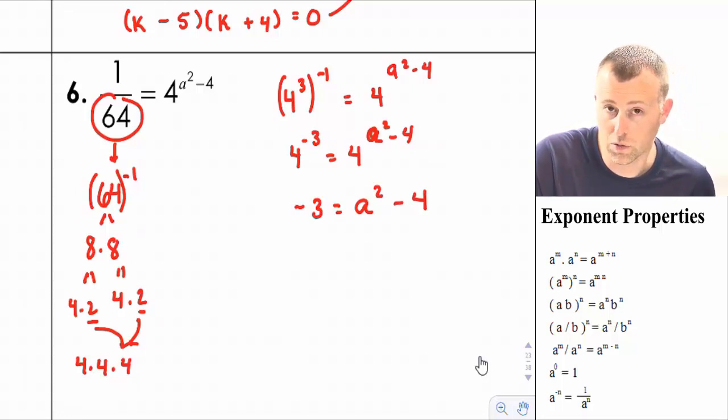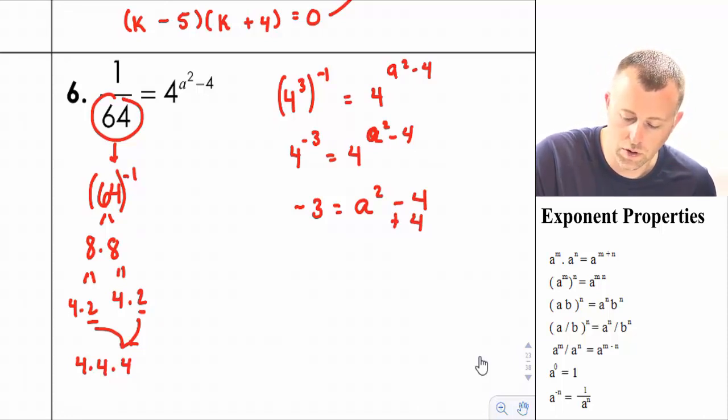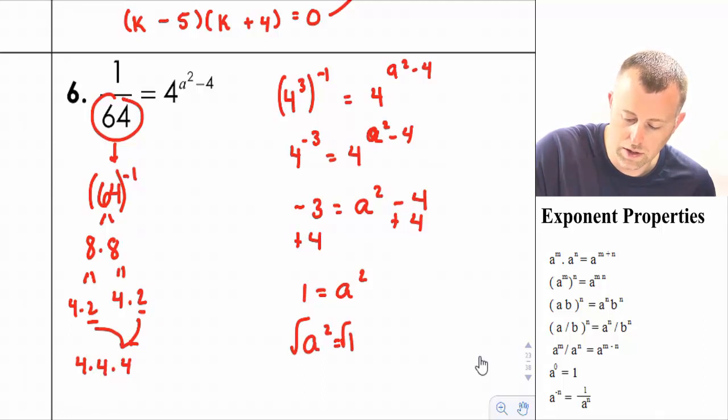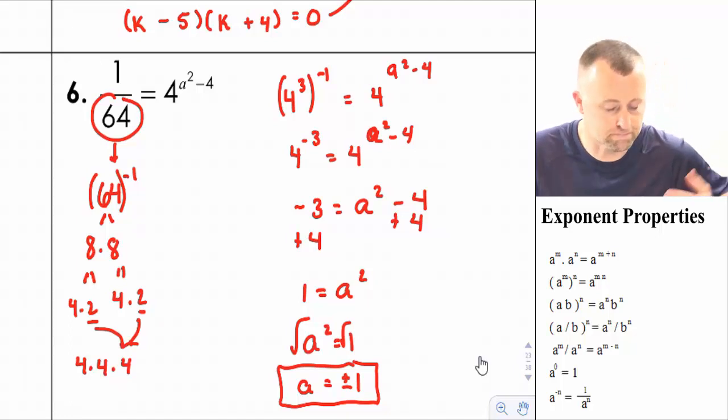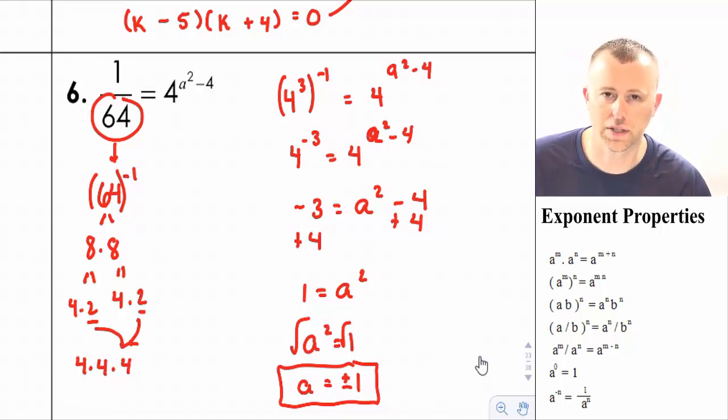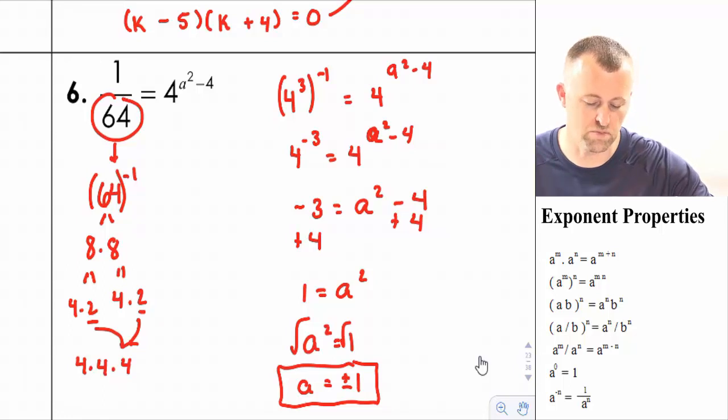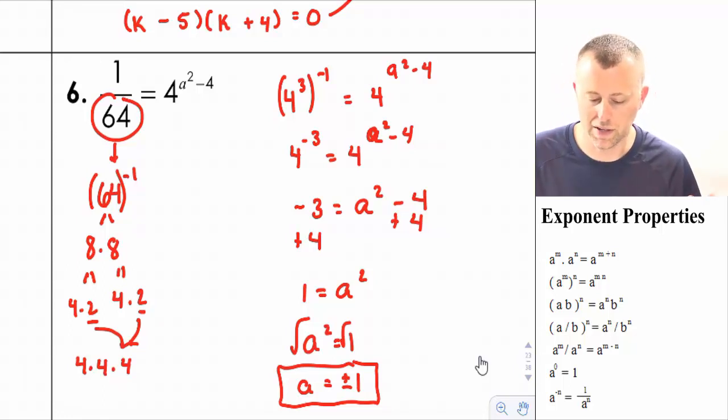Since this just has an a squared, I'm going to isolate the a squared and square root both sides. So I'm going to add 4 to both sides. I get 1 equals a squared. And remember, when you solve this, a squared equals 1. You square root it, and you're going to get plus or minus 1. So your answer on this one is going to be plus or minus 1. So that's number 6. Again, what we're doing is we're taking our bigger base, breaking it down so that it has the same base as the other side of the equation.